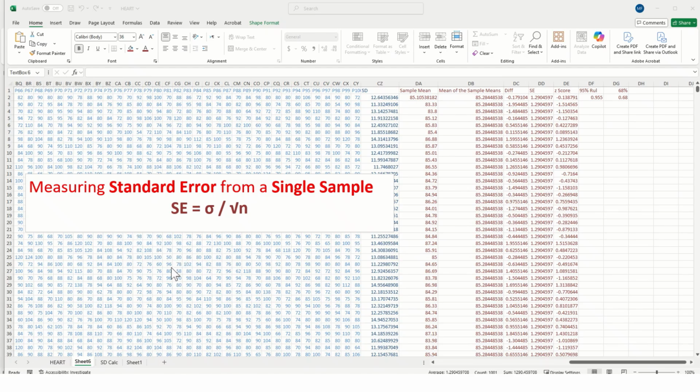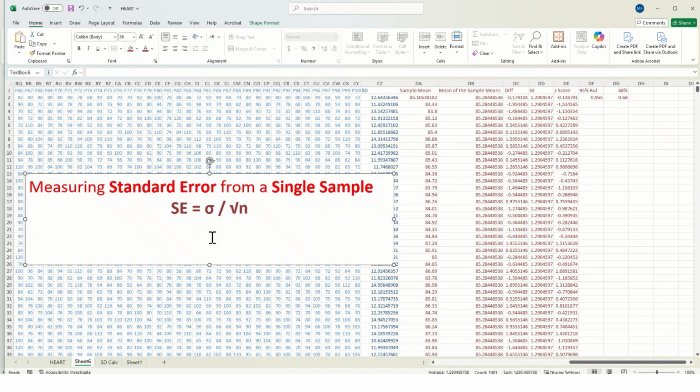Luckily, we do have a formula to measure the standard error and then ultimately the confidence interval based on just one single sample. And the formula is right here. Standard error equals the standard deviation of the population divided by the square root of n, n being the number of participants in the study. But again, we do not have the population standard deviation, so we replace it with the standard deviation of the sample.